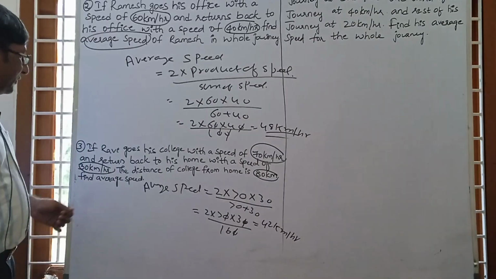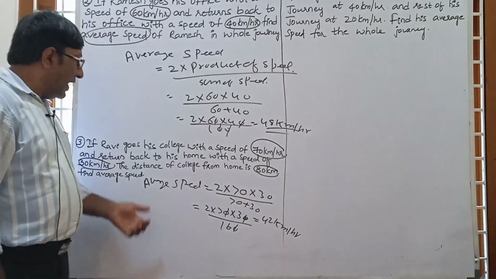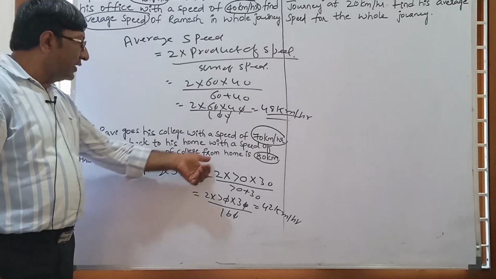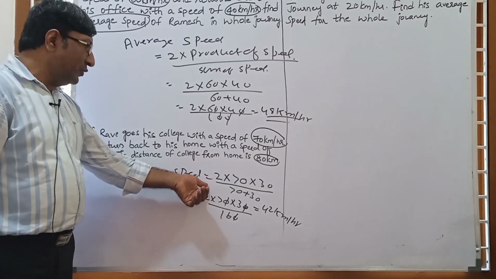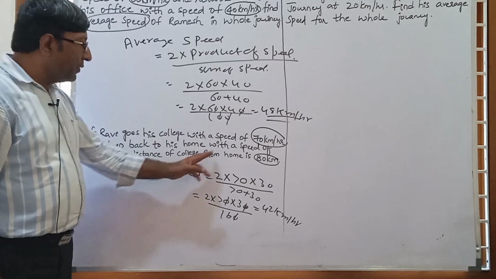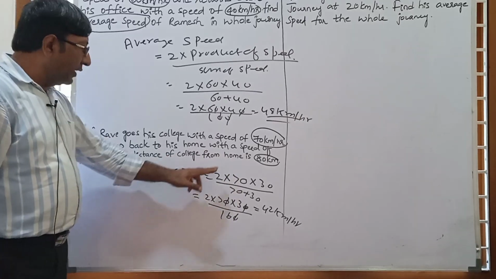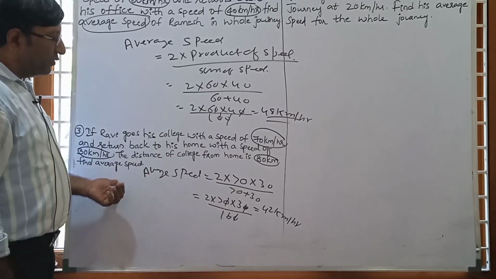In this question, distance is also given, so average speed equals total distance by total time, which we can use. Total distance is 80 plus 80. Now time is not given, so we will find the time.